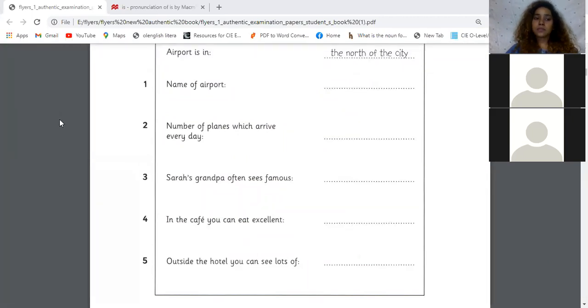Can you see the answer? Now you listen and write, okay? There are five questions, five answers. Write it. The recording will play twice and then we will discuss the answers.